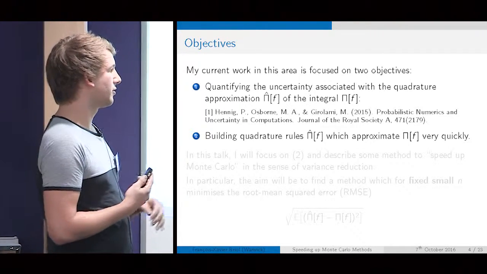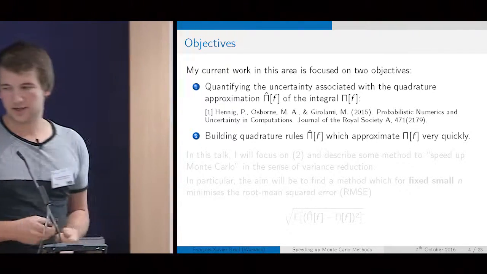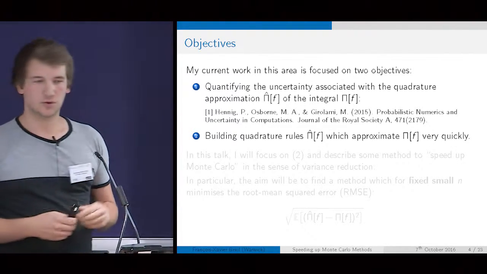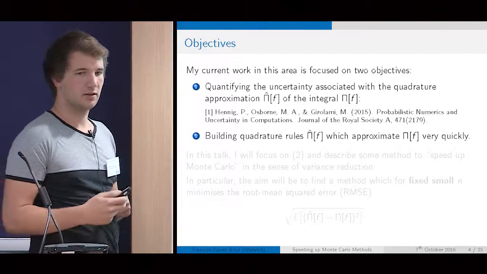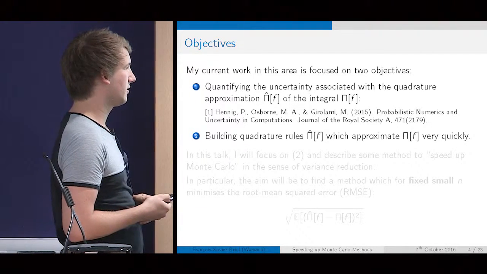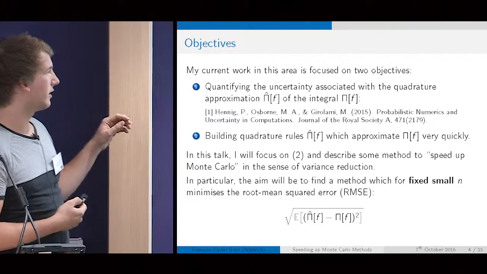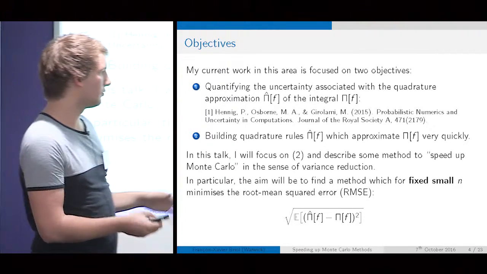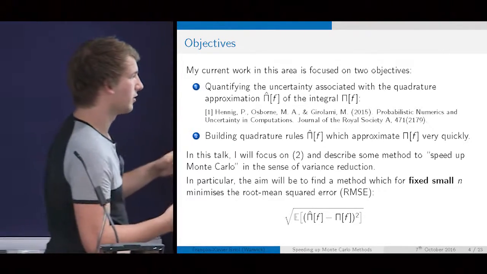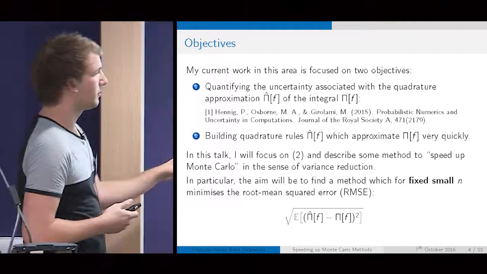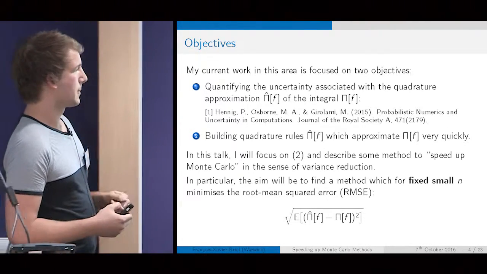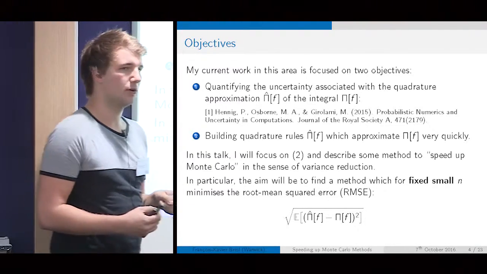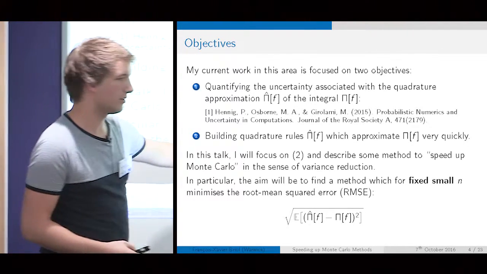The other focus of this work has been, well, how can I build a quadrature rule? How can I pick those points and those weights so that I have a quadrature rule that approximates the true integral very quickly? I'll make this a bit more precise below. So this is what I mean by Monte Carlo, and what I mean by very quickly is I want the root mean square error to be as low as possible for a fixed number of points, n. So I really want to minimize this root mean squared error. And I'm going to study methods that do this and study how they can reduce this error asymptotically.